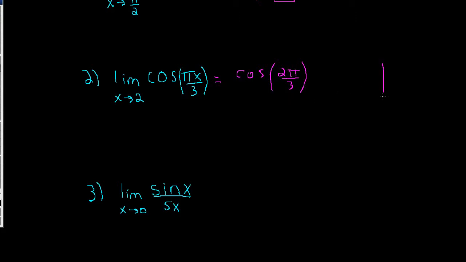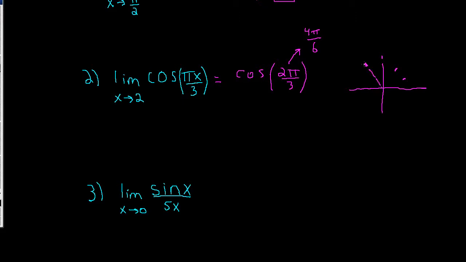Well, where is 2 pi over 3? Another way to say 2 pi over 3 is 4 pi over 6. And where is 4 pi over 6? Well, here's 1 pi over 6. Here's 2 pi over 6. Here's 3 pi over 6. Here's 4 pi over 6. I just counted to it.